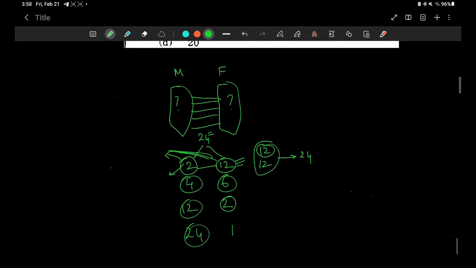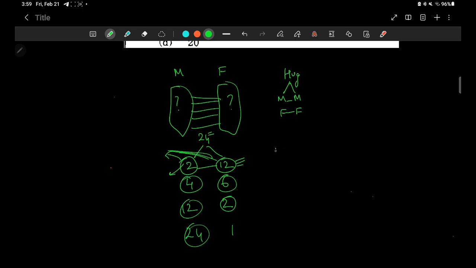Now we need to find the possible number of hugs. For getting hugs, hug is possible only between same sex. So it is male and male or female and female. Okay, so here let's take the first combination. 2 males and 12 females. Among 2 males, how many hugs are possible? Between 2 males, only one hug is possible.